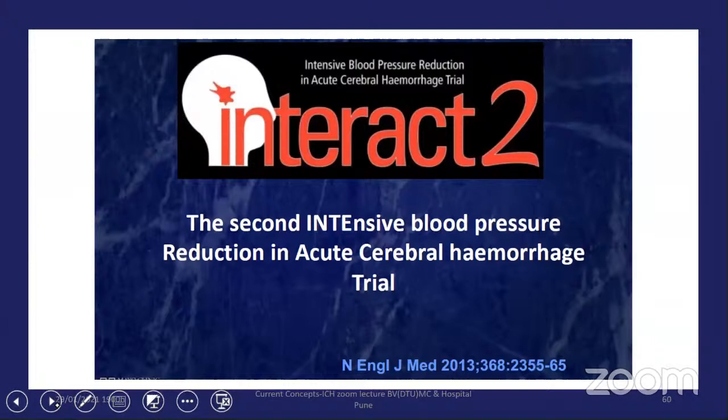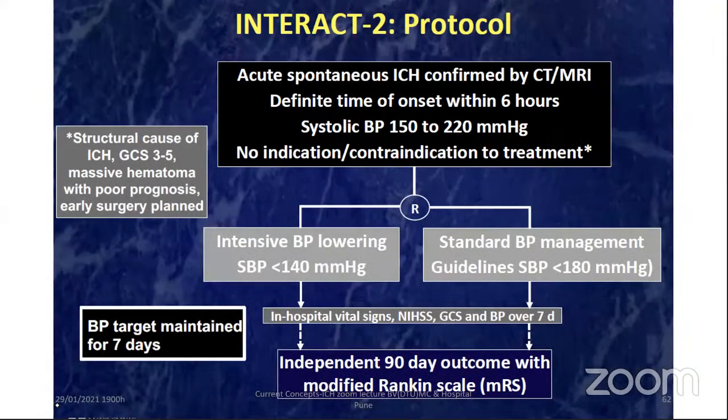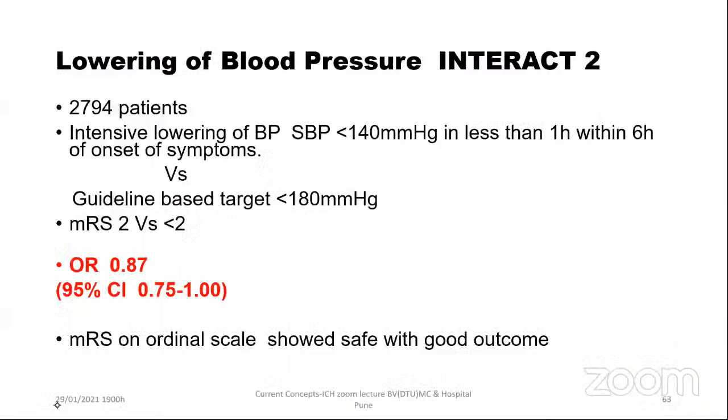This has given rise to new studies, and those new studies are the INTERACT 2 study, the second Intensive Blood Pressure Reduction in Acute Cerebral Hemorrhage Trial, whose results came out in 2013. This has shown that you can reduce the systolic blood pressure to less than 140, compared with a standard guideline of less than 180, and the BP target is maintained for 7 days, and they looked at the mRS at 90 days. This is the ultra-early definite time of onset, within 6 hours. Systolic blood pressure should be between 150 and 220, no contraindication. This is the inclusion criteria of the INTERACT 2 trial.